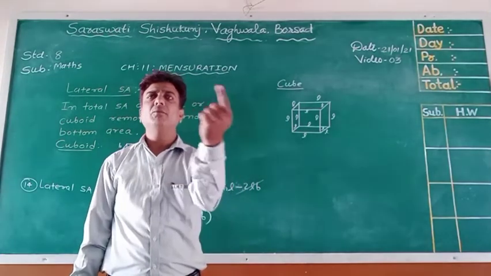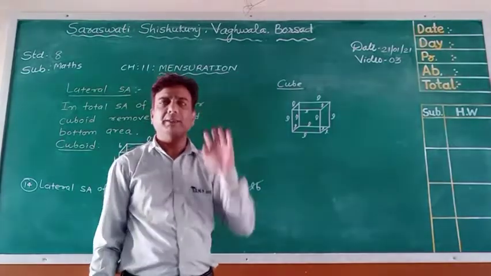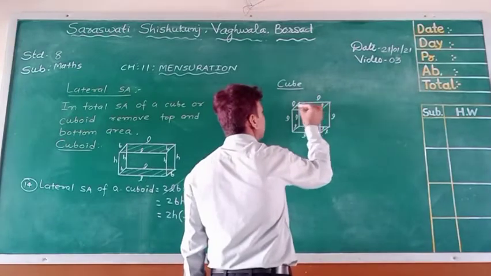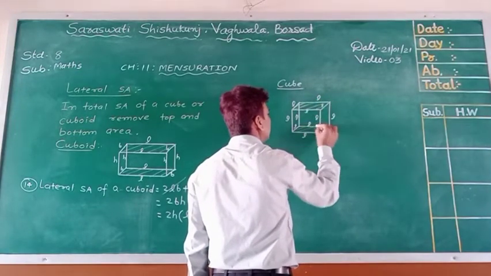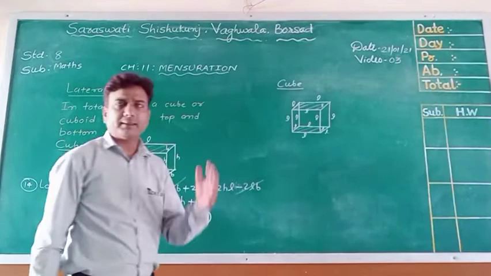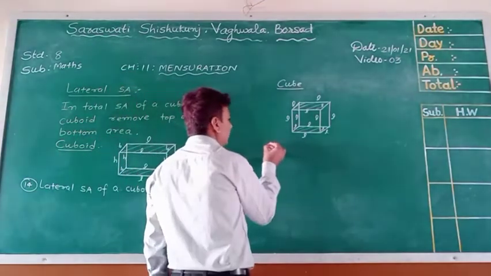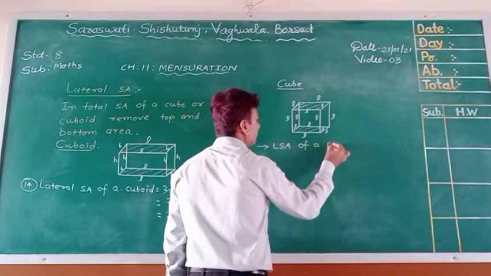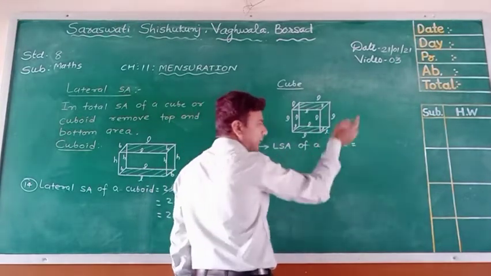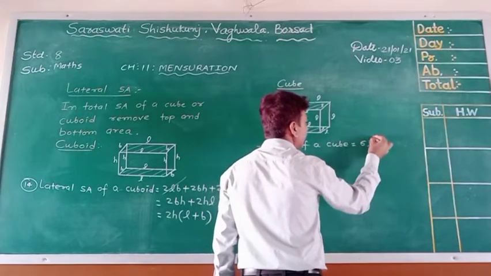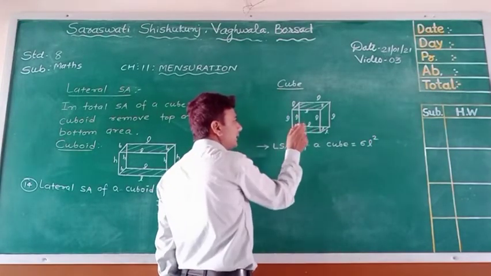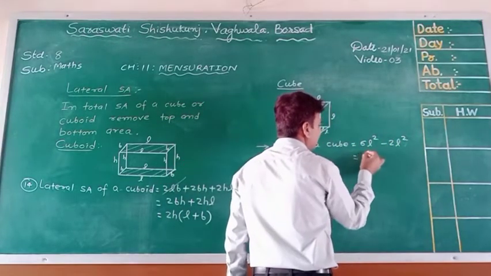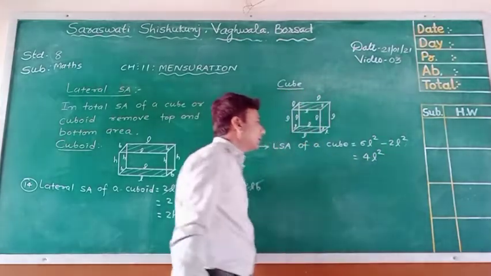And lateral means 4 sides only, top and bottom we have to remove. So simple, we have to multiply by 4. This top and bottom we will remove, then we can get the lateral surface area of the cube. See, the lateral surface area of a cube equals the total surface area of the cube, 6L square, minus the top and bottom area. The area of the top is L square, and the bottom is L square. These 2 times L square, 2L square, we have to remove, leaving 4L square. So this is our formula.